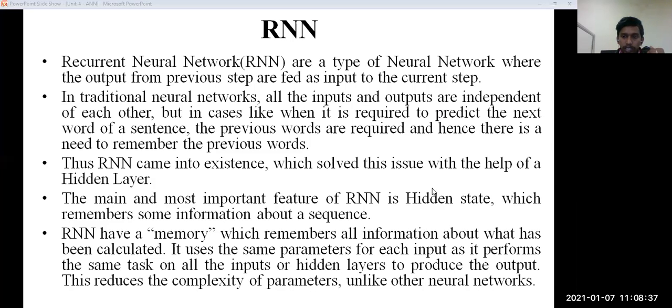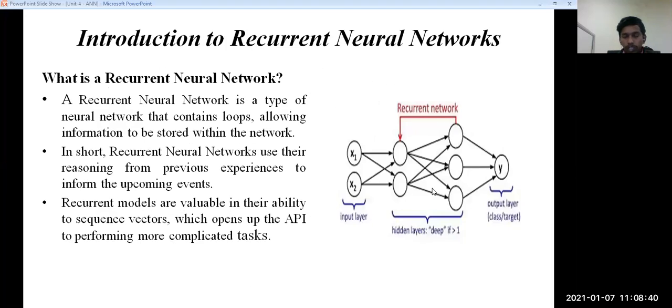Let's get deeper into the concept of recurrent neural networks. Here you can see the architectural representation of a recurrent neural network. It is similar to the previous concept of artificial neural network, but here you can see the recurrent nature of your data at different hidden layers.